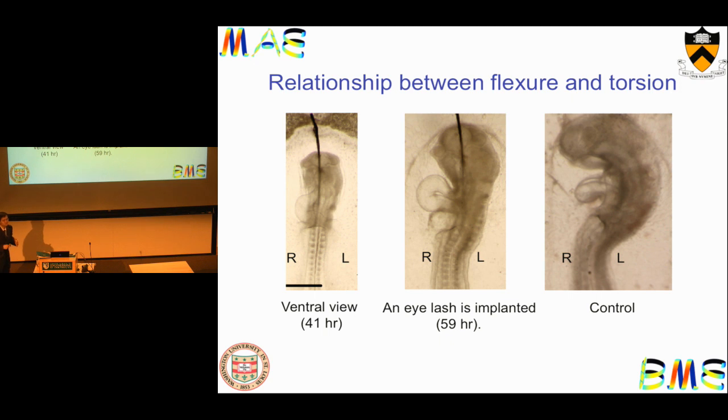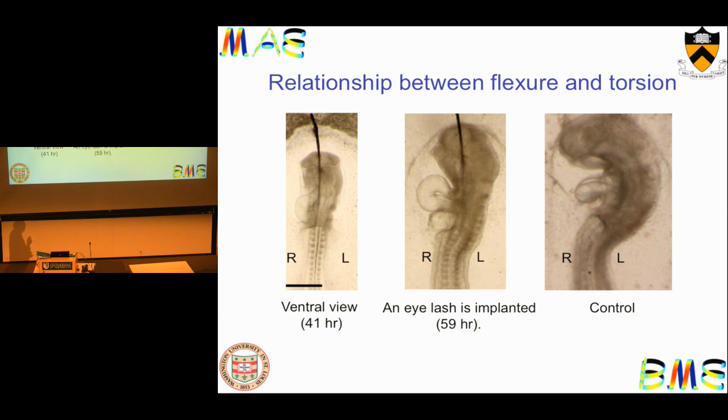Last but not least, we investigate the relationship between the bending and twisting of the brain. To do this, we implant an eyelash into the brain tube to suppress the bending part. And so you can see that when the bending is suppressed, the torsion is also suppressed. Okay, so now, for example, you can see the two eyes in comparison to what happens in the control embryo, where it turns almost 90 degrees.